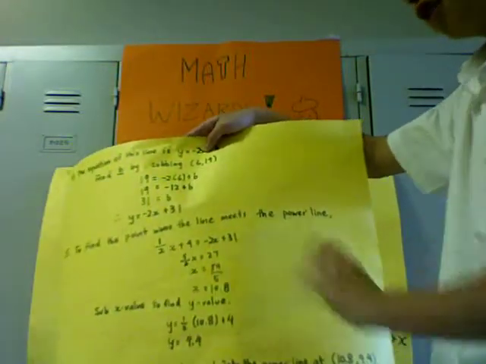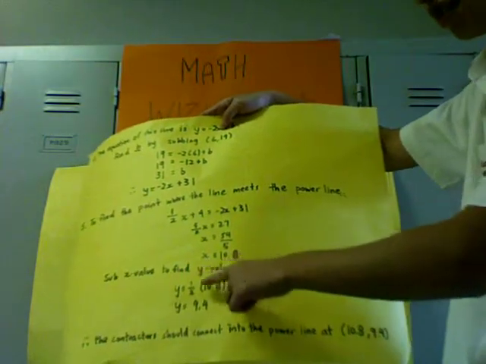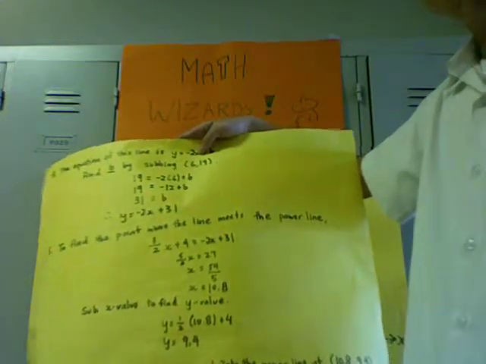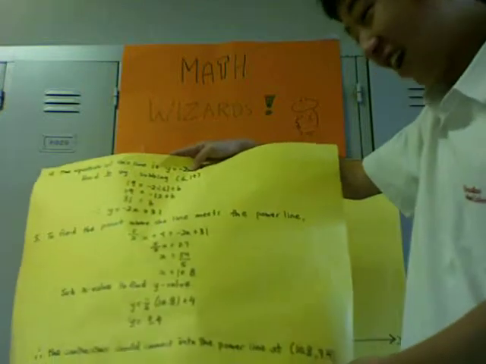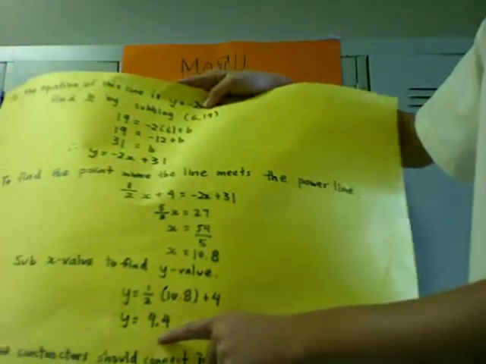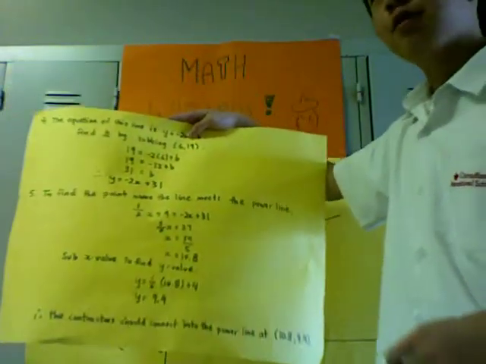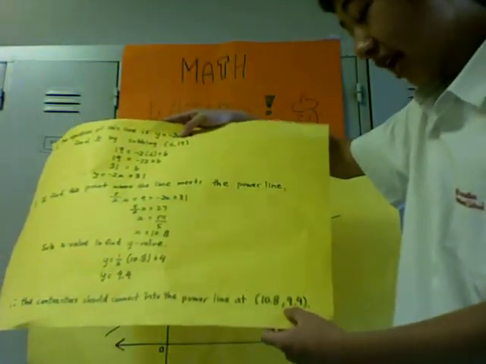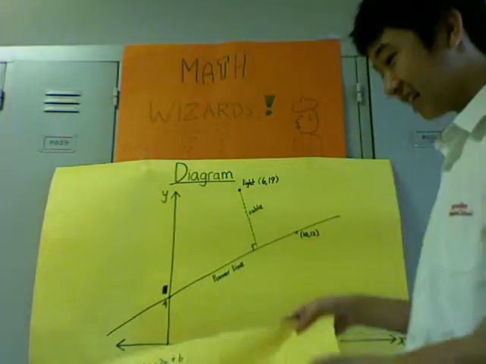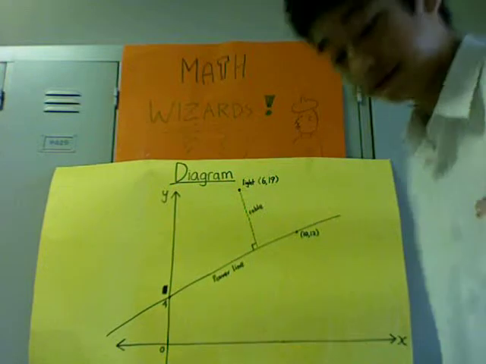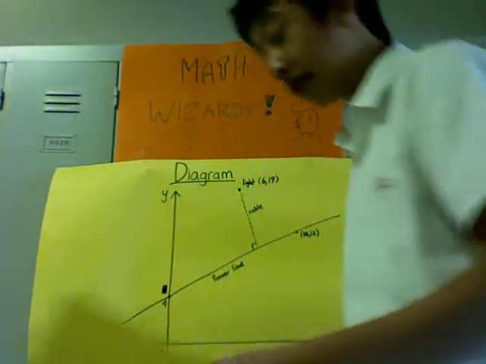Therefore you do the solving, and x equals 10.8. Substitute the x value to find the y value. Right, Jason? Y equals 1/2 times 10.8 plus 4. Y therefore equals 9.4. Hence, the contractor should connect to the power line at the point (10.8, 9.4). So, it will be around here. Fantastic.